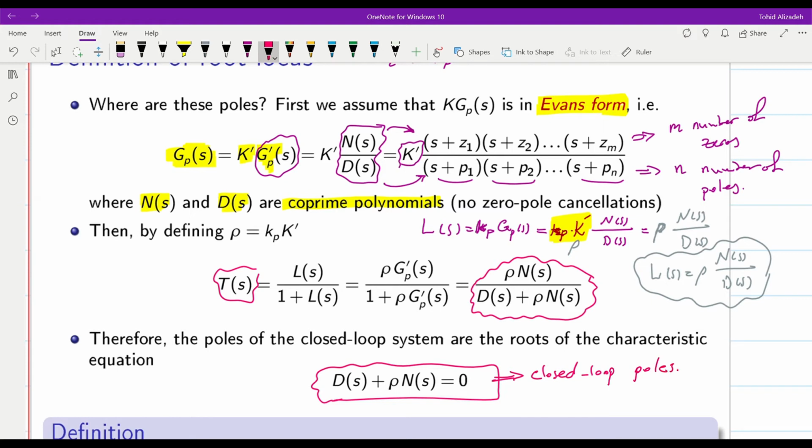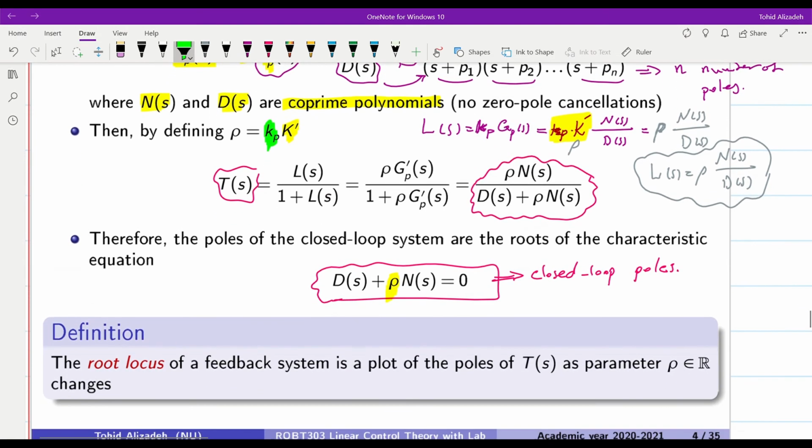And over here, you can see that the location of the closed loop poles of the system will change as the value of rho changes. And rho is indeed, if we assume that K prime is constant, going to change as Kp changes. In some cases, K prime will be equal to 1, and then rho will be equal to Kp. But that's not something important.